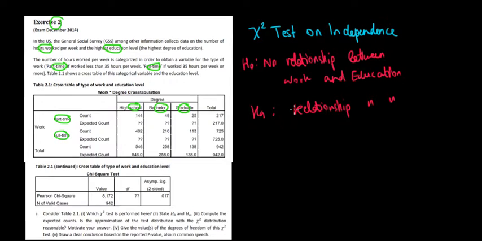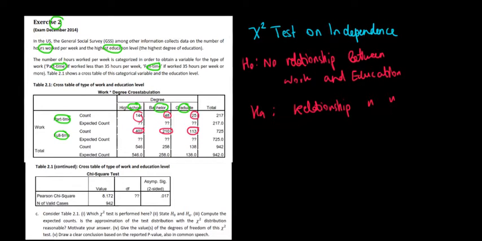And how do we calculate that? Well, we're going to compare observed values with expected values. We have already here the observed values. We already know how many people work part-time with a high school diploma, with a bachelor diploma, with a graduate diploma. And we also have the same data for those people who work full-time. The question is, how are we going to calculate the expected values?